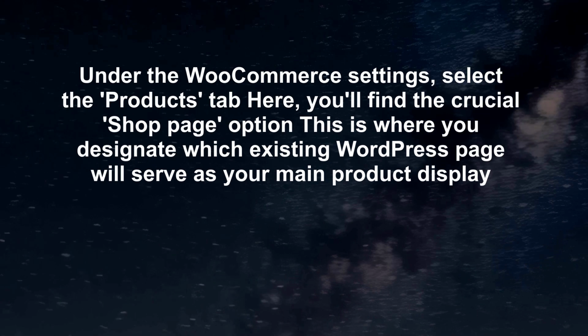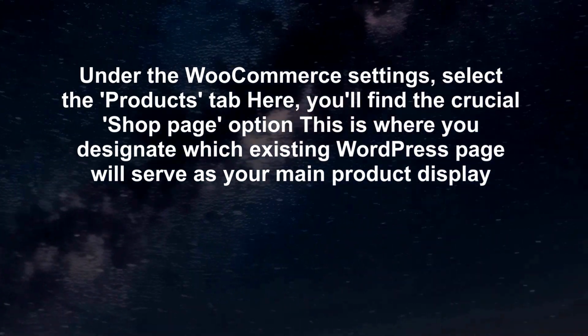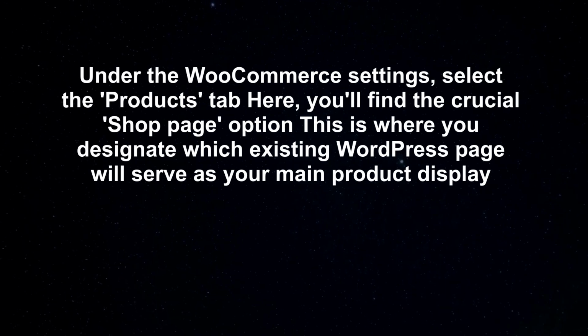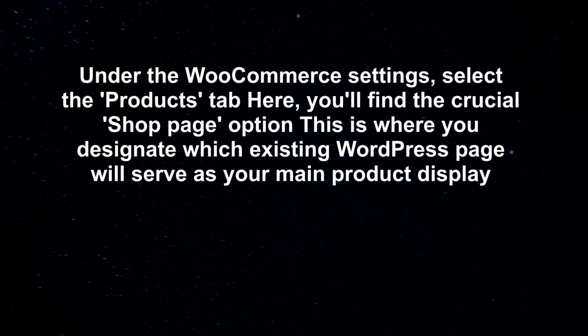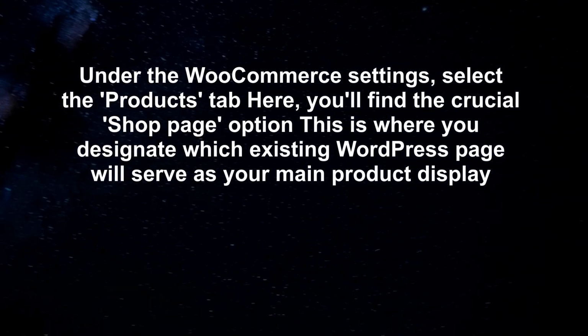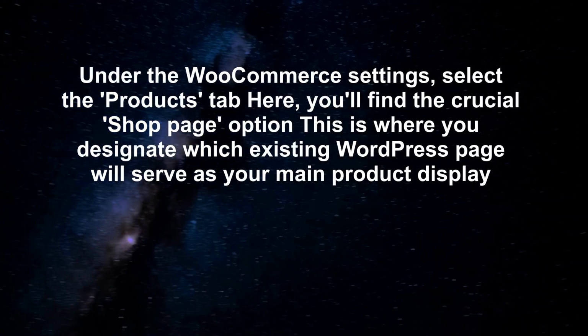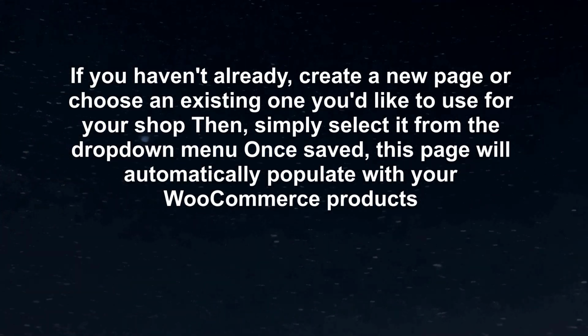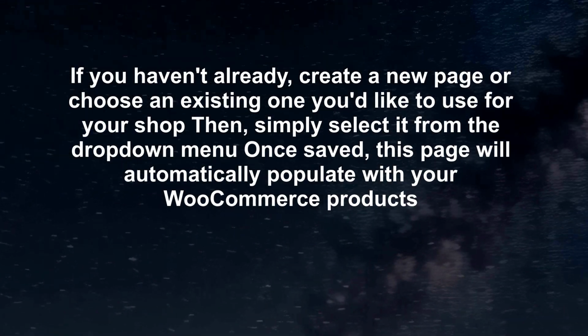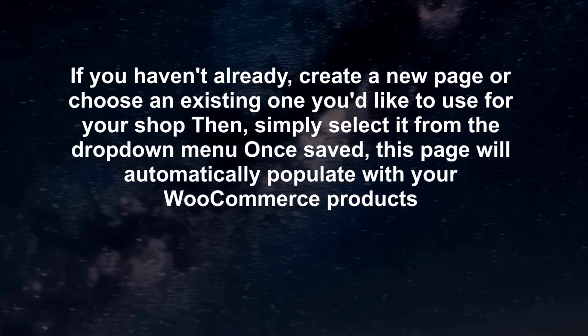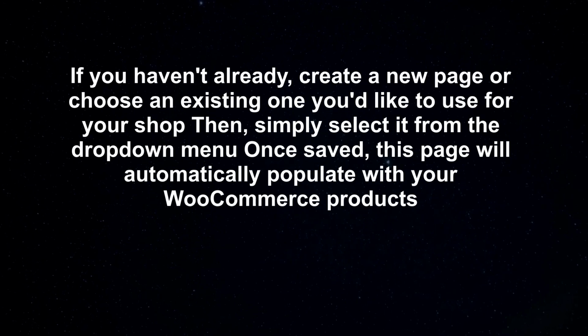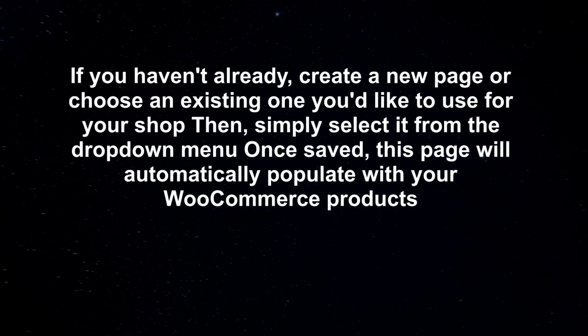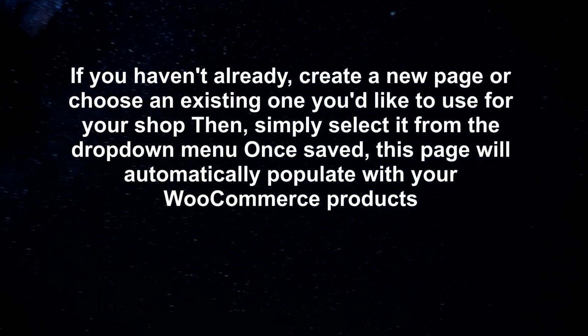Under the WooCommerce settings, select the Products tab here. You'll find the crucial Shop Page option. This is where you designate which existing WordPress page will serve as your main product display. If you haven't already, create a new page or choose an existing one you'd like to use for your shop, then simply select it from the drop-down menu once saved. This page will automatically populate with your WooCommerce products.